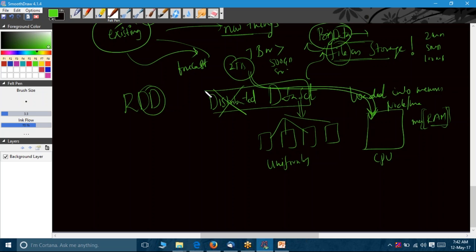I think you got my point, friends. That is how my data set becomes a distributed data set. Now the data set is no more centralized, it is distributed. This 2 TB is uniformly divided and stored on different RAMs. Using this, I start processing.